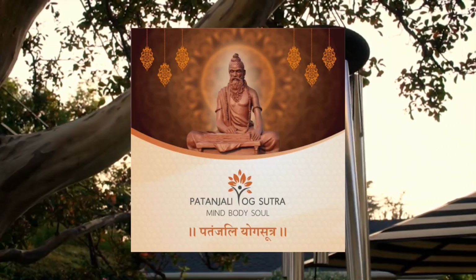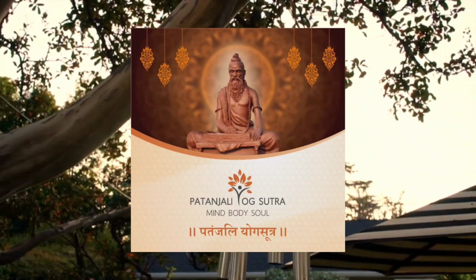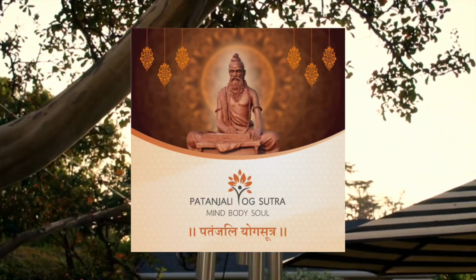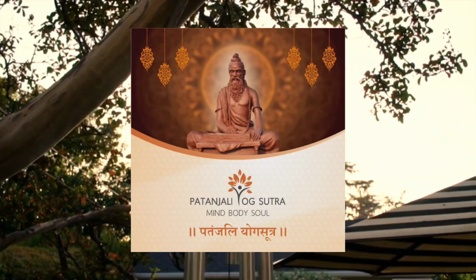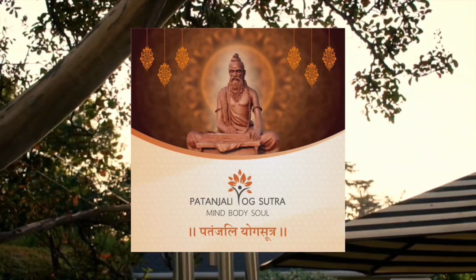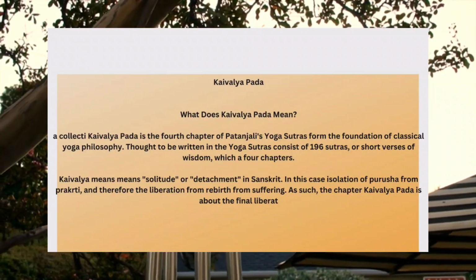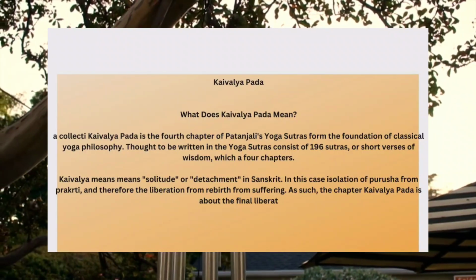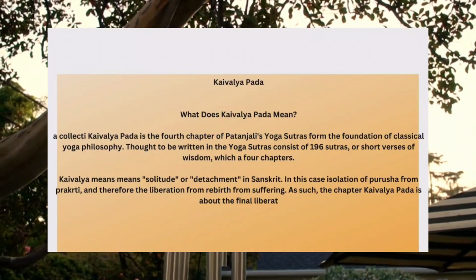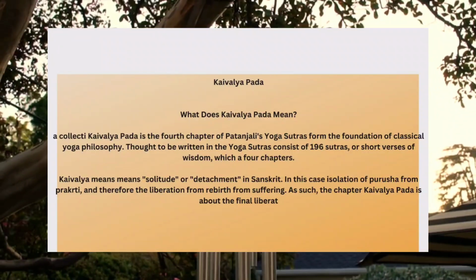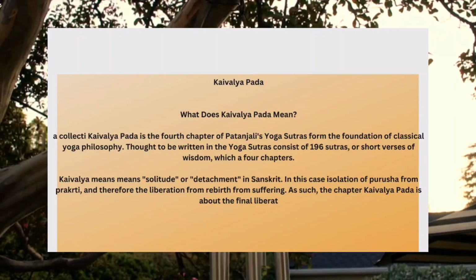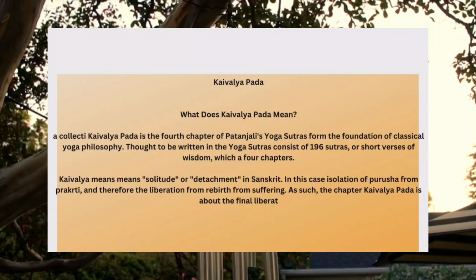What does Kavalaya Padh mean? Kavalaya Padh is the fourth chapter of Patanjali Yoga Sutra. As we have already discussed the three of them, here Kavalaya means solitude or detachment in Sanskrit. In this case, it refers to the isolation of Purusha from Prakriti and therefore the liberation from rebirth and freedom from suffering. As such, the chapter Kavalaya Padh is about the final liberation.